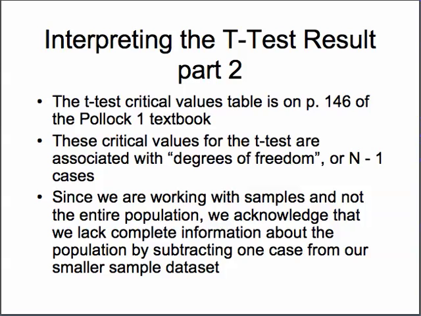Let's turn to page 146 in the Pollack 1 textbook. It contains the critical values for the t-test. We find the critical values based on the correct degrees of freedom for the problem at hand. What is degrees of freedom? I mentioned it in an earlier presentation. In essence, since we're working with samples and not the entire population, we acknowledge that we lack complete information about the population by subtracting one case from our smaller sample data set. For our problem, our smaller sample size is 11, the states of the old Confederacy, so we subtract one case, so 11 minus 1 equals 10.